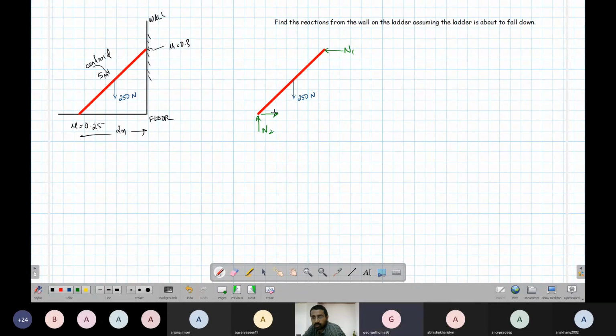0.25 times N2. Okay, the normal reaction. It will be 0.25 times, mu times N2, the value of mu is 0.25 here. The force is downward.